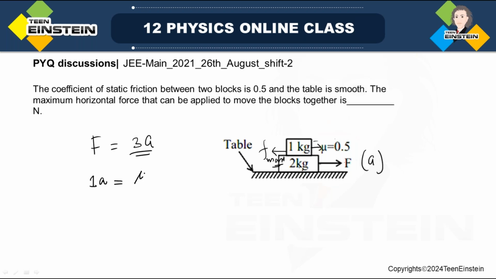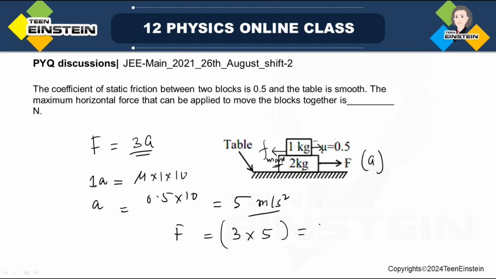So I can write this mu m is 1 into g is 10, okay. So from here I'll get 0.5 into 10, which will give you 5 meter per second square. So this is actually the acceleration. So what will be the force, maximum horizontal force? That is 3 into 5, that is 15 Newton, okay. So 15 Newton will be the force. So F equal to 15 Newton here.